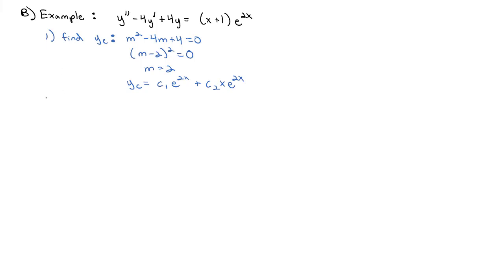After we found y complement, we can now find the Wronskian, where the Wronskian is the determinant of our two solutions, e to the 2x and x e to the 2x. That's the first row. The second row is the derivatives, 2e to the 2x, and we have a product rule here, so e to the 2x plus 2x e to the 2x.